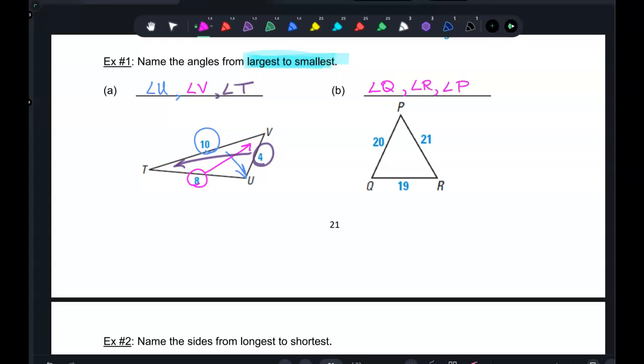Okay, anybody want to guess? What do we have, Avery? Should I guess all of them? Sure. Biggest to smallest. QRP. Yeah? Excellent. It's angle Q, angle R, angle P. Good? Okay, we're good.